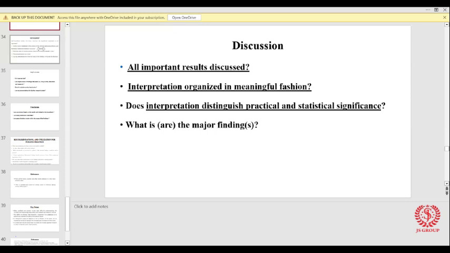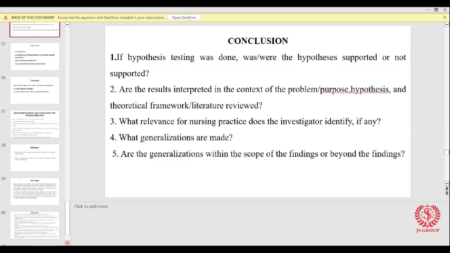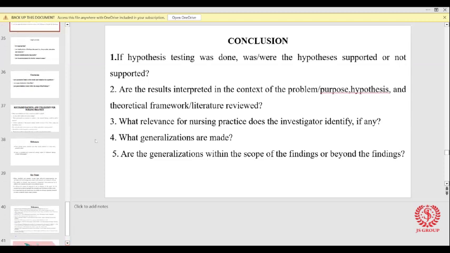Next one is conclusion. In the conclusion, if hypothesis testing was done, was the hypothesis supported or not supported, accepted or not accepted? Are the results interpreted in the context of the problem, purpose, or hypothesis? Always we discuss the results on the basis of hypothesis, theoretical framework, and review of literature, whether supported or not supported by the review of literature.